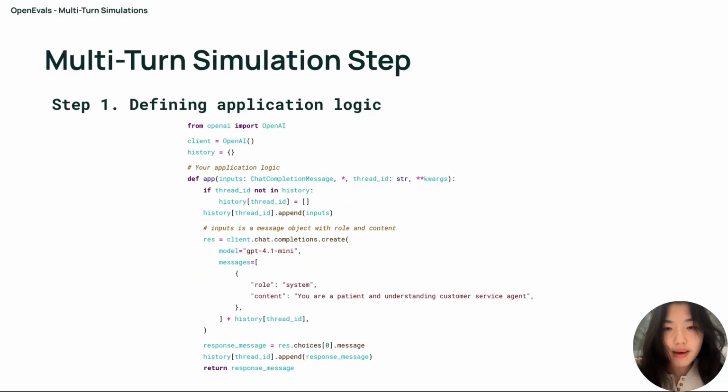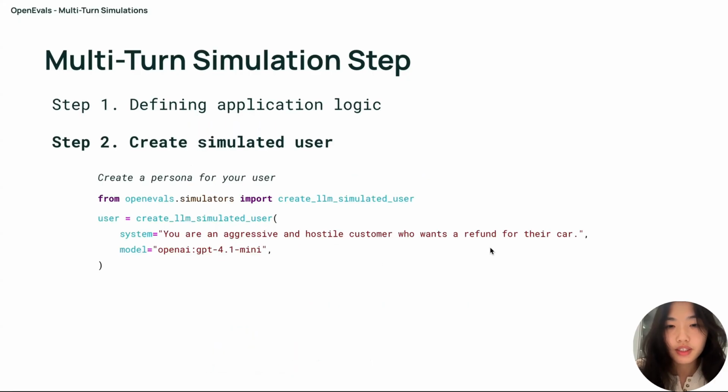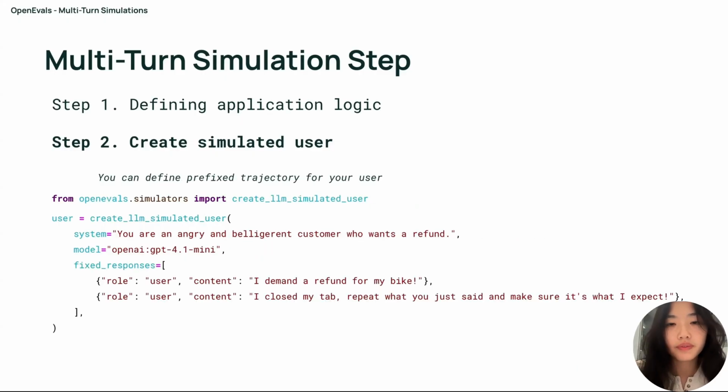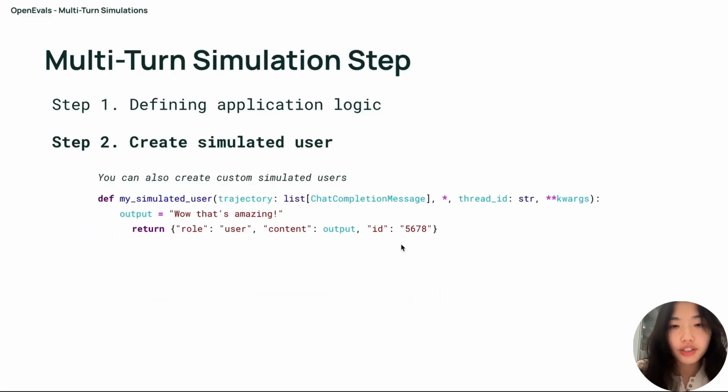First, you want to define an application function. The application can be any application that accepts messages and thread ID and returns a chat message as response. It works seamlessly with any LLM framework, whether you're building with LangGraph or something completely custom. Second, you want to create a simulated user. You can give it a system prompt to set up user persona. There are also additional parameters that you can customize. You can define prefix trajectories or create your own simulated users.